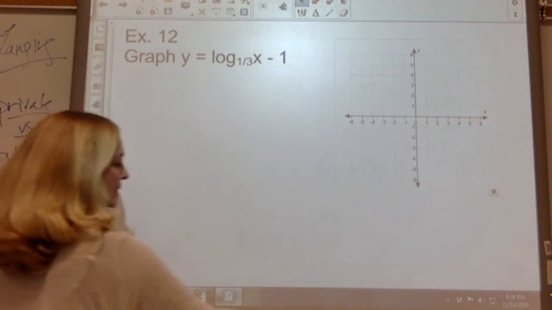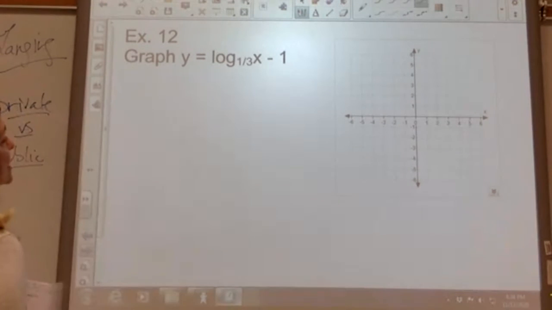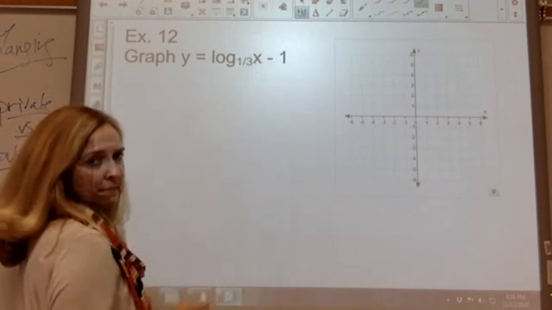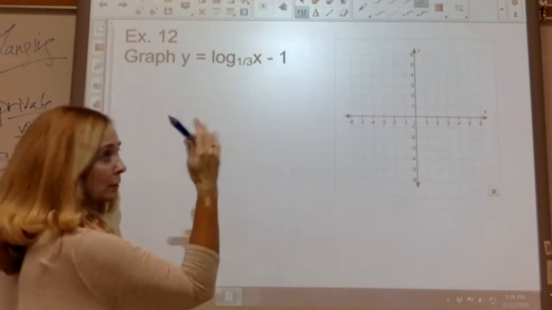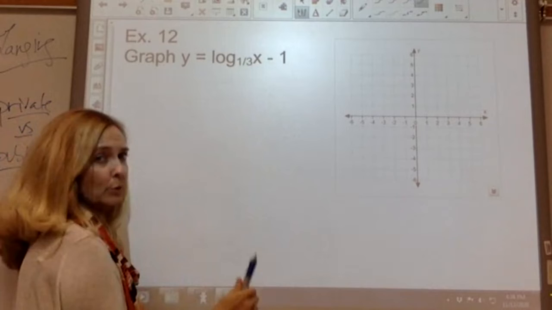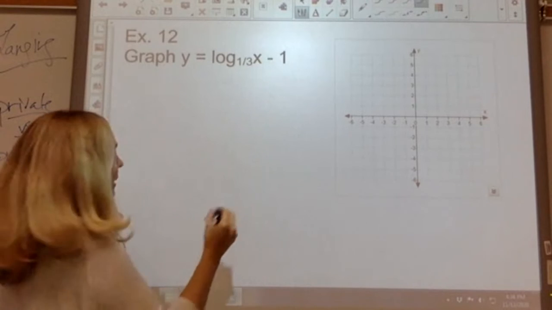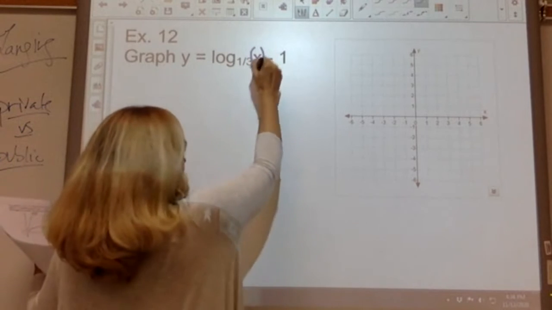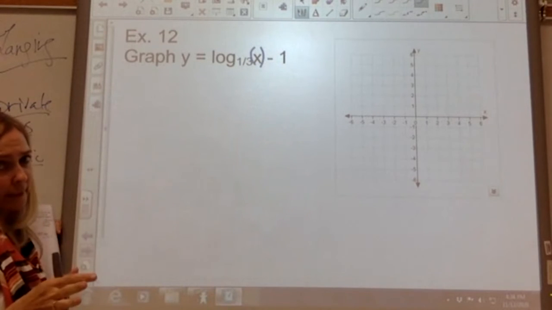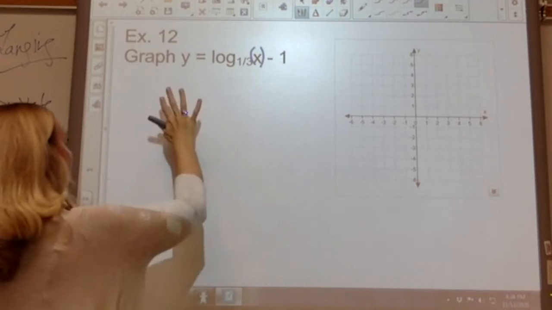Now, this problem, this is not in parentheses. This is just x. Minus 1 is the k value. That is not with the x. So really, it's like this. And that's a big deal when you type it in the calculator.